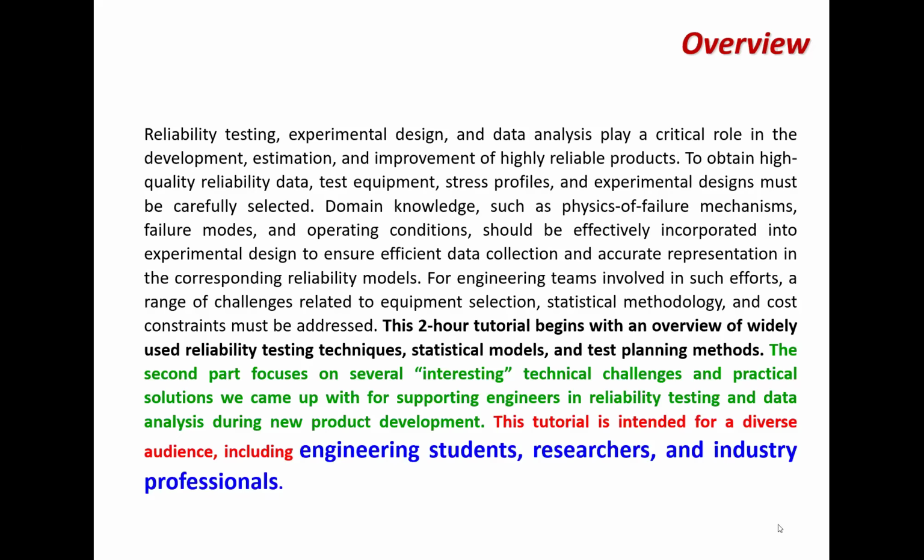that help engineers when they try to develop highly reliable products. The audience of this tutorial, I consider, is pretty diverse. Engineering students who do not have a strong background in reliability engineering or statistical analysis can also learn something from this tutorial. Researchers who have strong statistical knowledge and domain knowledge in reliability engineering can hopefully learn something as well. And for industry practitioners, if you are interested in some techniques or want to learn some new developments in academia, this would be a good source, maybe just for your reference.